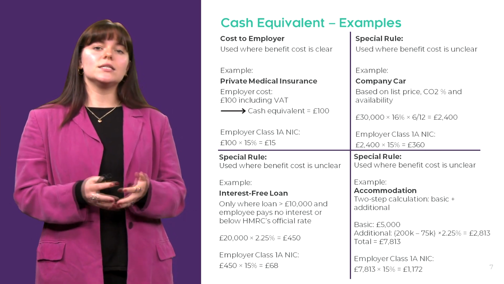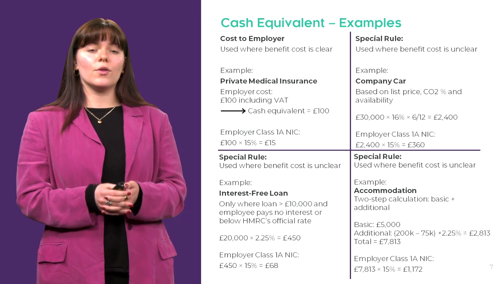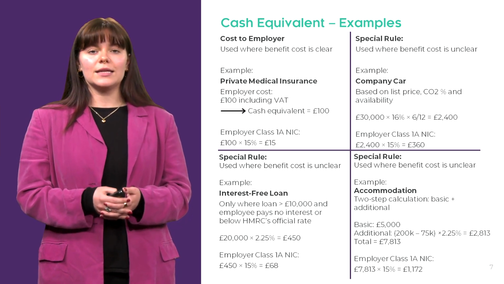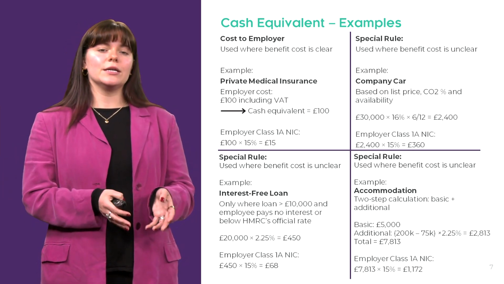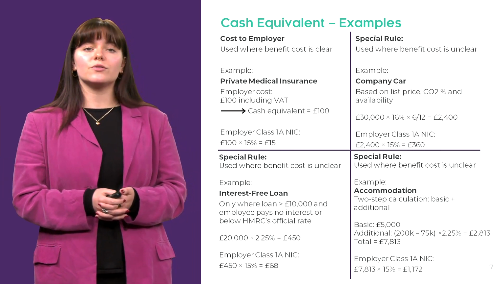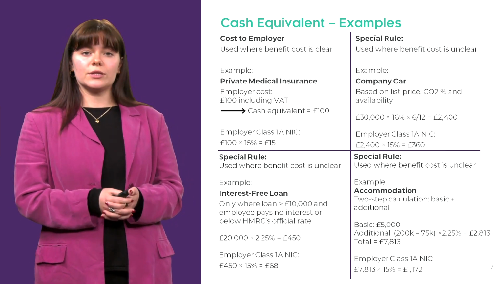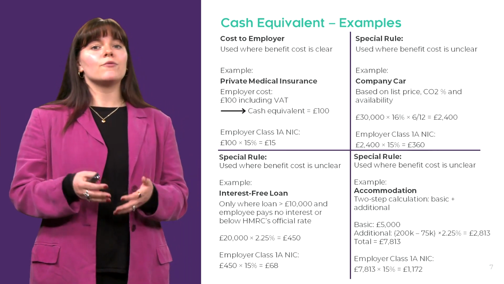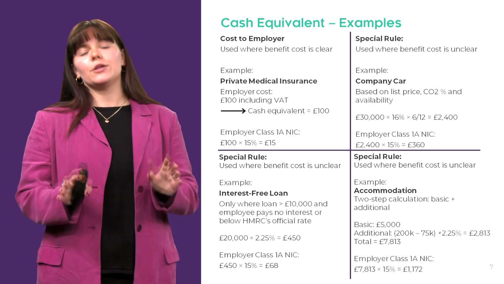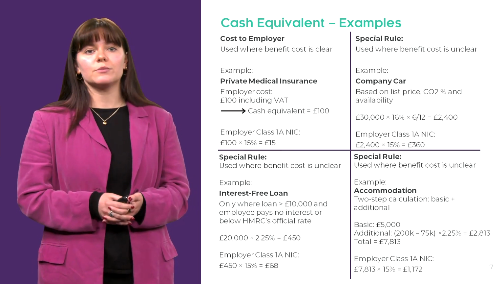The second is the additional charge, which only applies if the property costs more than £75,000. This is calculated as the cost of the property minus £75,000 multiplied by HMRC's official rate of interest. In our example, the property costs £200,000, the annual value is £5,000, and it is owned outright by the employer and there have been no improvements.